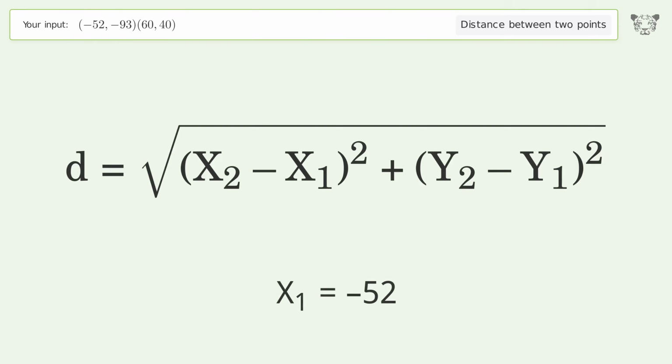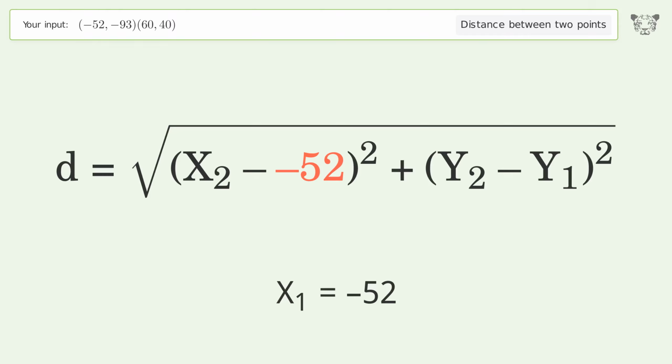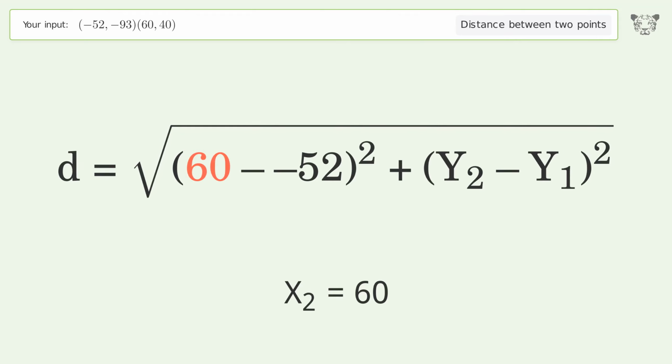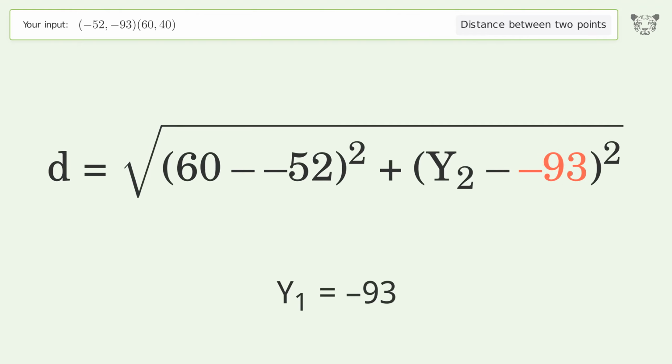x1 equals -52. x2 equals 60. y1 equals -93. y2 equals 40.